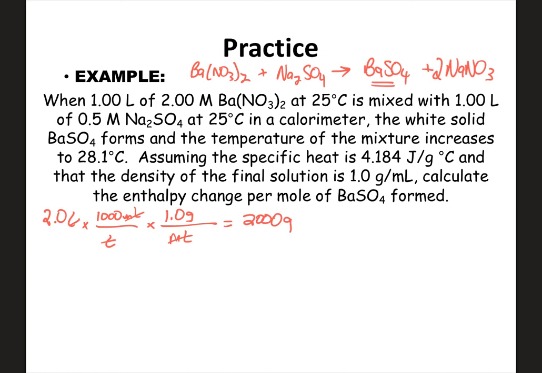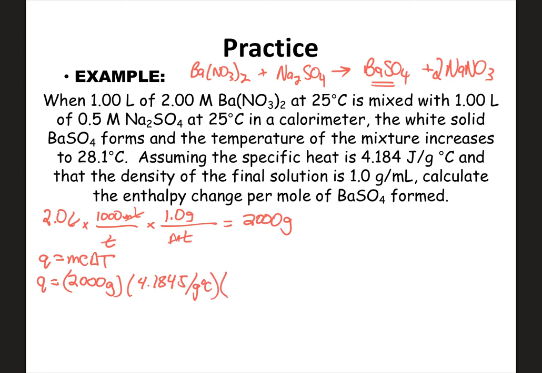All right, so you get the new mass of your solution to be 2,000 grams. Now we can plug into Q equals mc delta T. We need to find the Q of the reaction. So Q is going to be equal to the 2,000 grams for your mass. Watch your units. C is going to be the 4.184 joules per gram degrees Celsius times your delta T.